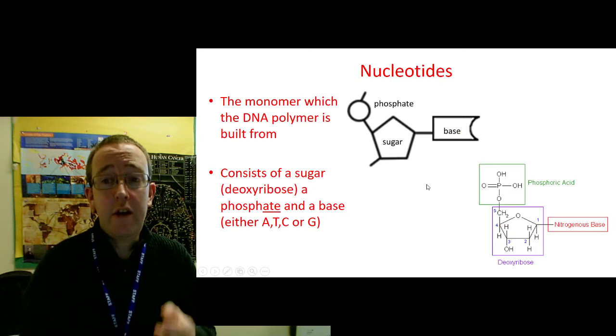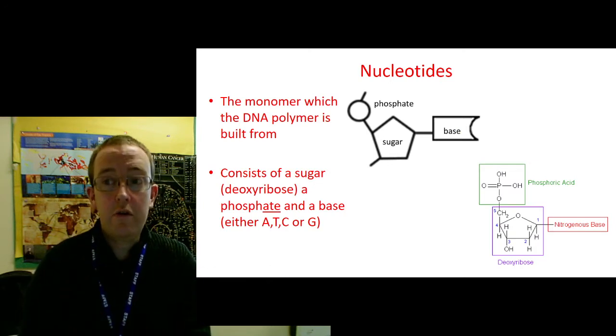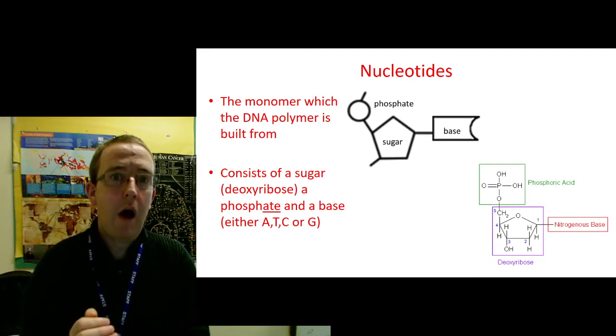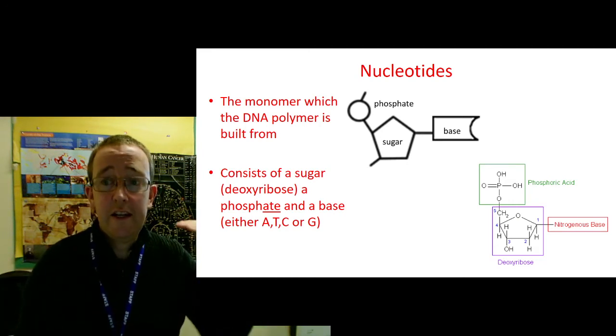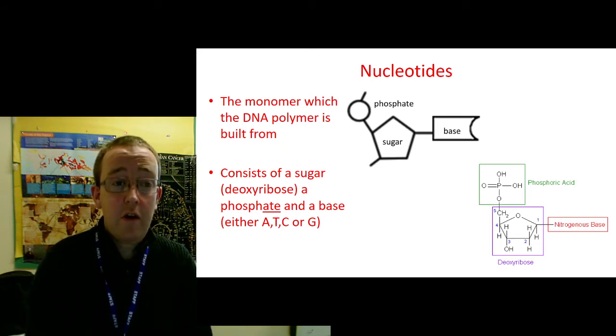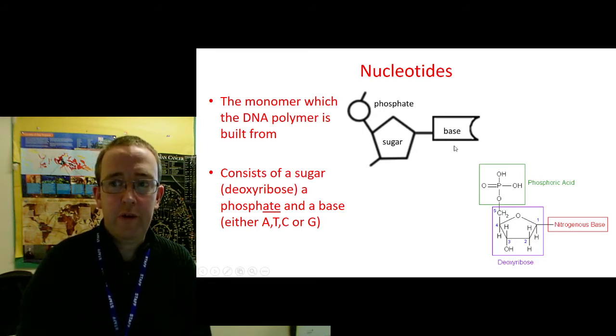Okay, so let's zoom in right to one of those repeating molecules. This is called a nucleotide, and it is the monomer, the single unit, from which the polymer, the long chain, is made. And you're expected to know that it contains a phosphate, a sugar, and one of these base things that actually in their order spells out the code. Okay, so phosphate, sugar, base, that's the kind of GCSE version.